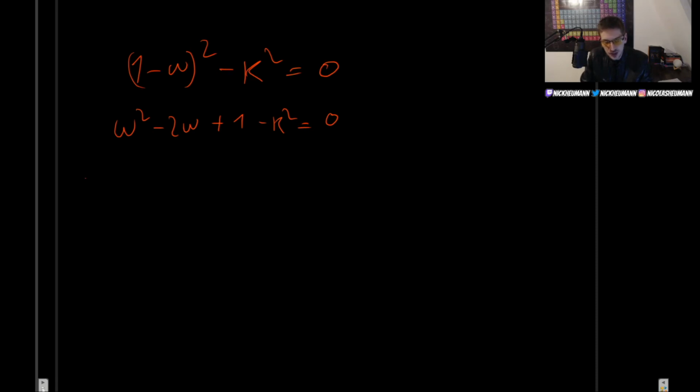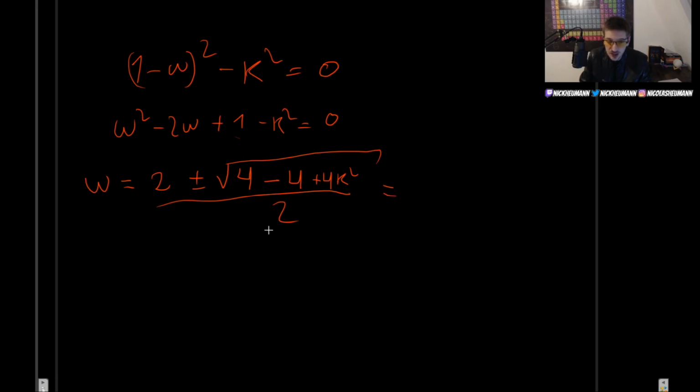So with the quadratic formula, we can now find two more solutions for w, which are going to be minus b, which is going to be plus 2, plus or minus the square root of b squared, which is 4, minus 4 times a, which is all of this. So minus 4 plus 4k^2, and all of this divided by 2. And we can actually do a lot of simplifications here. So we have 4, 4, 4, which we can factor out as a 2, and it will cancel out the 2 here. So we get 1 plus or minus the square root of k^2, which will be 1 plus or minus just k.